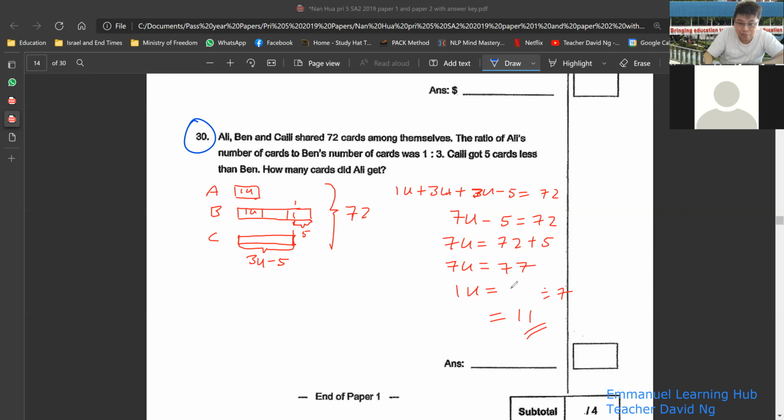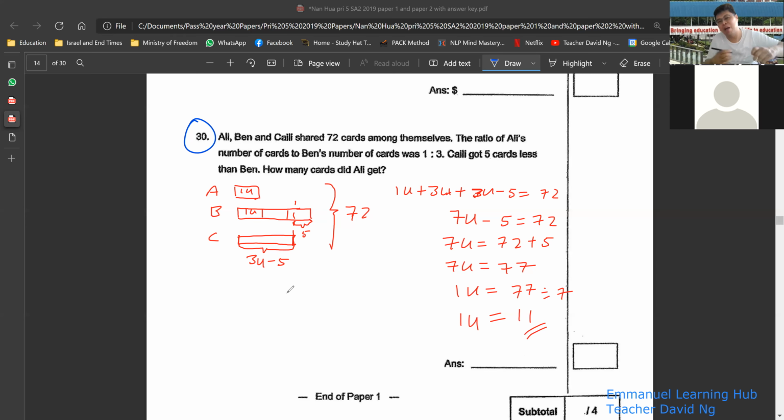Clear? Okay, once you know 1 unit is 11, do you happily write 11 here? No, right? What must you do? Look for what the question asks.